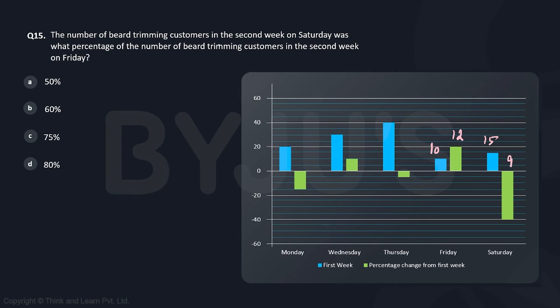What is the question asking you? Second week customers on Saturday, which is equal to 9, was what percentage of customers in the second week of Friday, that is equal to 12. So the question is 9 is what percentage of 12, or you can say 9 divided by 12 into 100. When you calculate it, it is 3 by 4, and 3 by 4 is 75%. So C option, 75%, is the right answer.